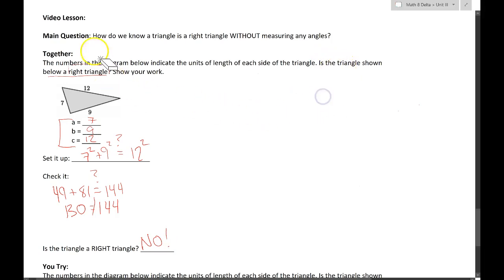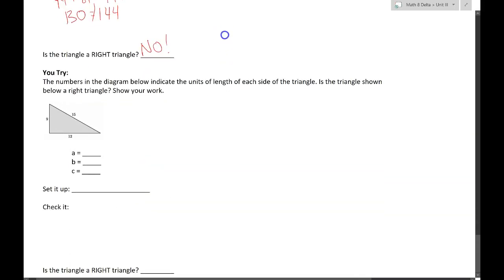So, using this information, you're going to come down here to where it says you try. You're going to solve this triangle right here to see if it is a right triangle.